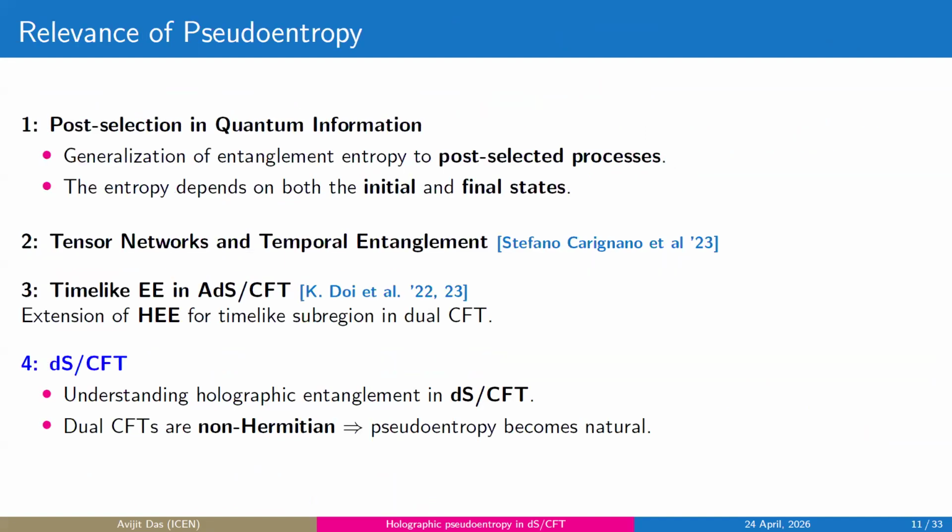Okay, so now the relevance of this SVD entropy is the following. We can use it for post selection. So if you start with a state and you go to a different state, then you have to define pseudoentropy. Or if you want to use tensor networks or temporal entanglement in tensor network theory, what you have to use is this pseudoentropy. And then the notion of time-like entanglement entropy in AdS/CFT or the notion of pseudoentropy in dS/CFT are related to the pseudoentropy. So that's why we are discussing these things.